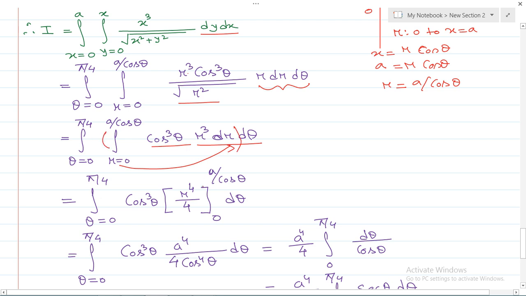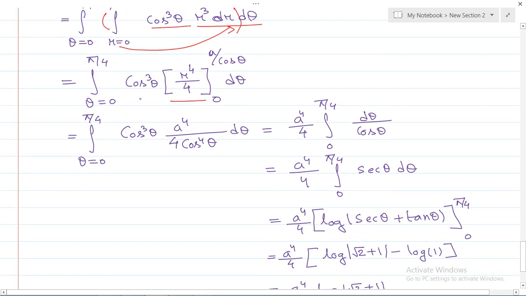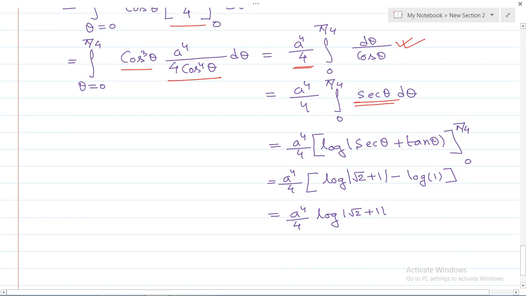The integration of r cube is r to the power 4 by 4, and we substitute r equal to a by cos theta as the upper limit and 0 as the lower limit. So it will come cos cube theta into a to the power 4 by 4 into cos to the power 4 theta. I have taken a to the power 4 by 4 outside. Cos cube theta and cos to the power 4 theta will cancel out, so we get d theta upon cos theta. 1 by cos theta is nothing but sec theta. The integration formula of sec theta is log of mod of sec theta plus tan theta.